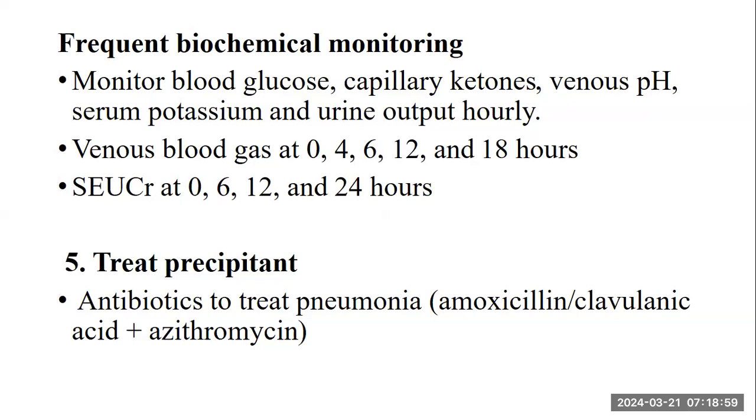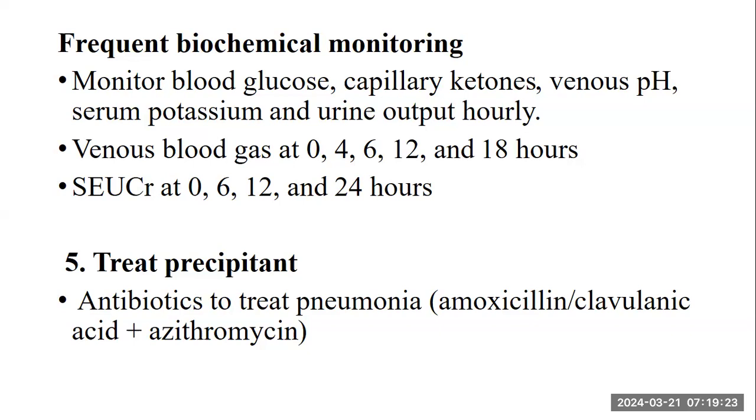So we monitor this patient frequently: blood glucose, capillary ketones, venous pH, serum potassium, and urine output hourly. Venous blood gas at 0 hour at presentation, 4 hours later, 6 hours, 12 hours, and 18 hours later. The electrolytes at presentation, 6 hours, 12 hours, and 24 hours later. Then you treat the precipitant of the DKA.